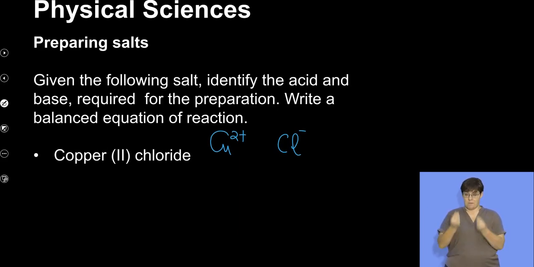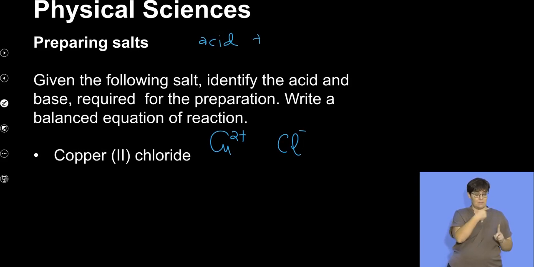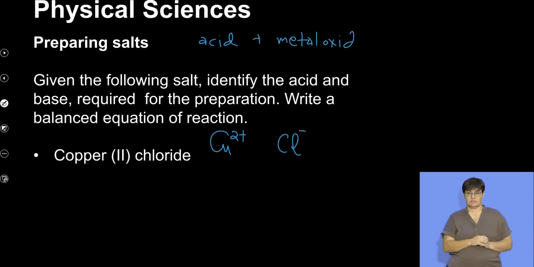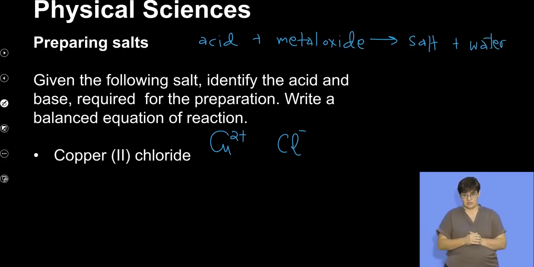Now, if we want to get that, we can think of a reaction between an acid and a metal oxide. So what do we know? We know that an acid plus a metal oxide actually gives us a salt and water, as one of the alternative ways of preparing a salt, okay? So the acid here must contain the chloride, and the metal oxide must contain copper, okay?